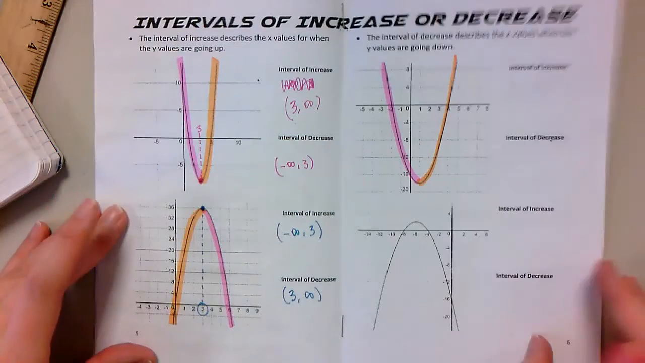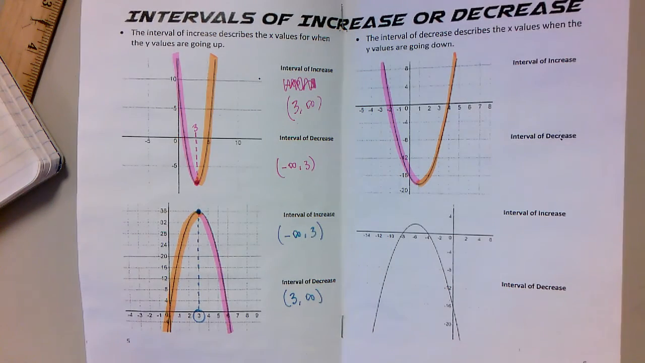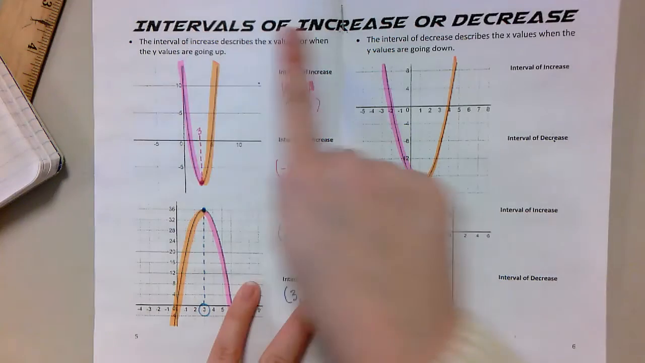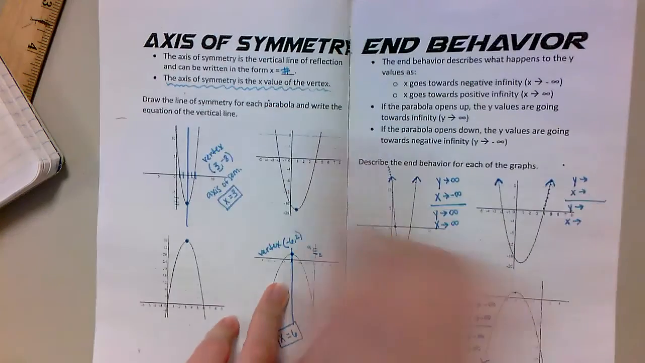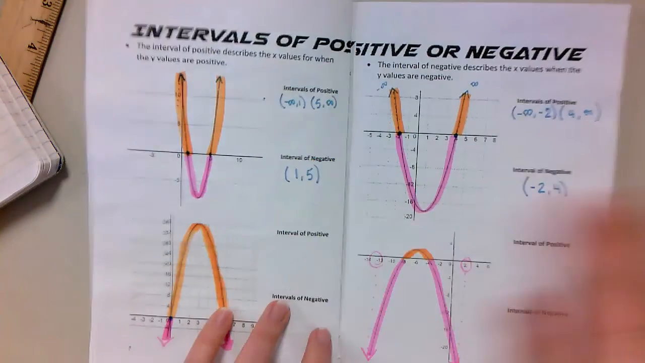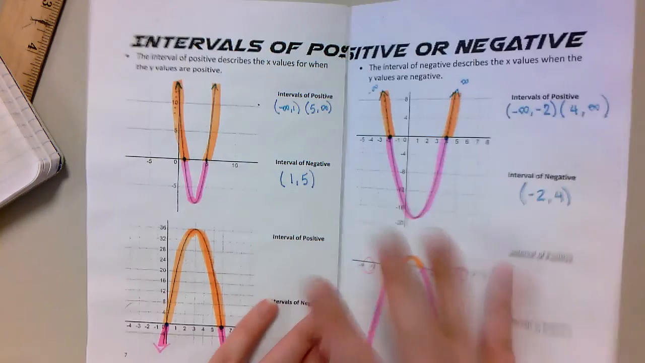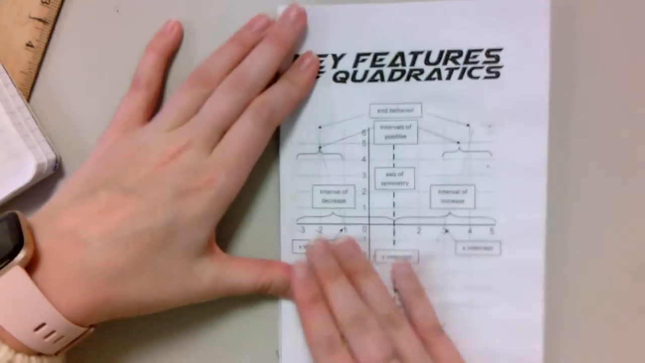So make sure that your notes are completed and that they make sense to you. And if you need to rewatch this video, please do. If you need to watch other videos on YouTube, just type in how to understand intervals of increasing and decreasing with quadratics, how to understand the axis of symmetry or end behavior with quadratics, and you'll find tons of stuff to help you. So make sure that you're getting this done so that we can complete our booklet next week. And that is all your notes for today.